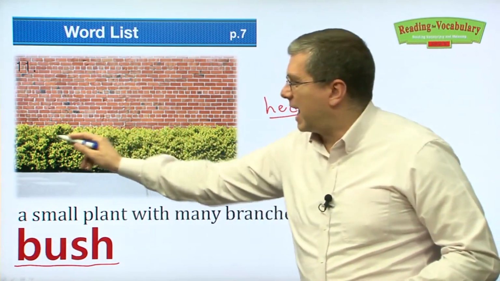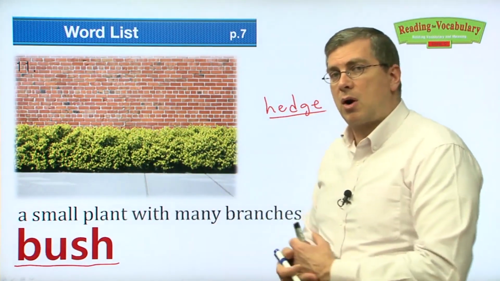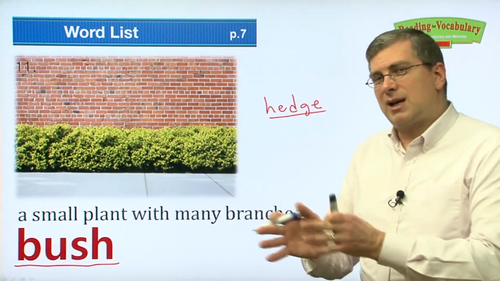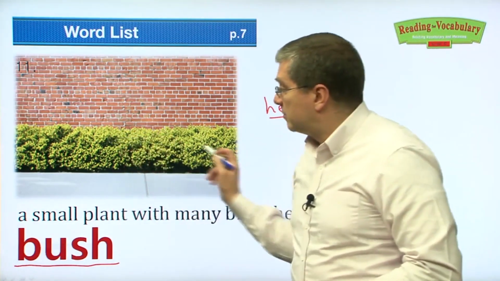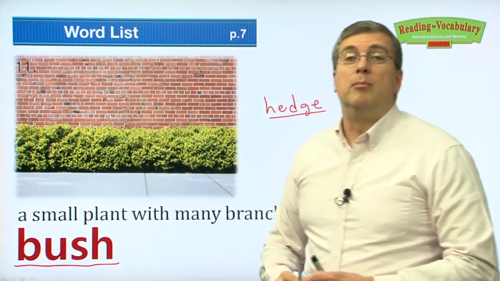And this is like a hedge. It's a line of bushes that people will make in a park or near a building to, like, a small little wall. But there's as many bushes. A small plant with many branches, we call it a bush.